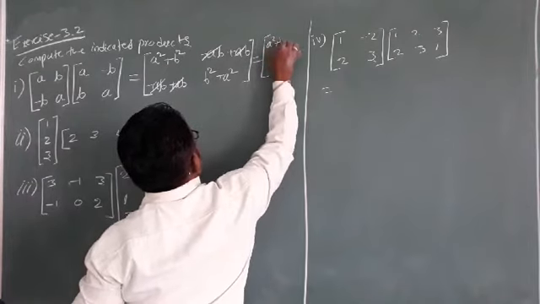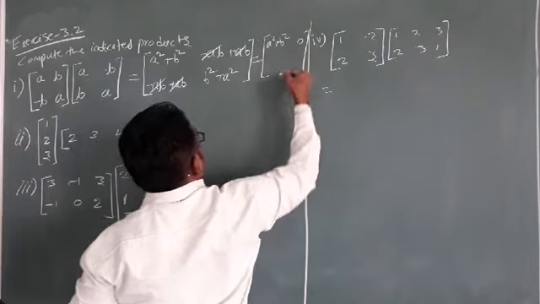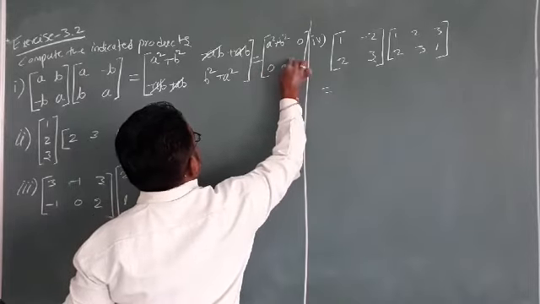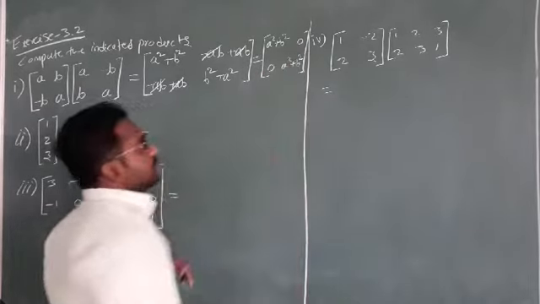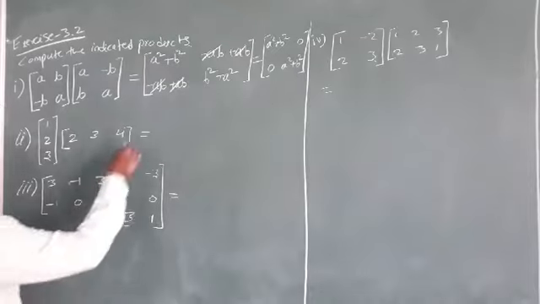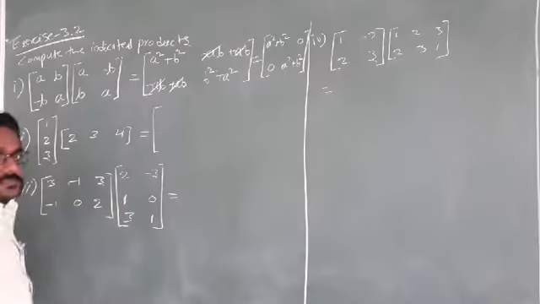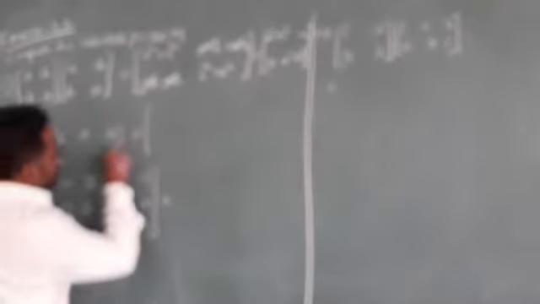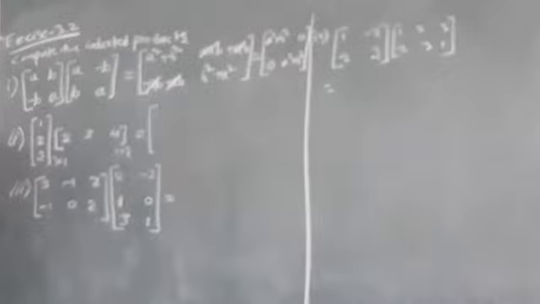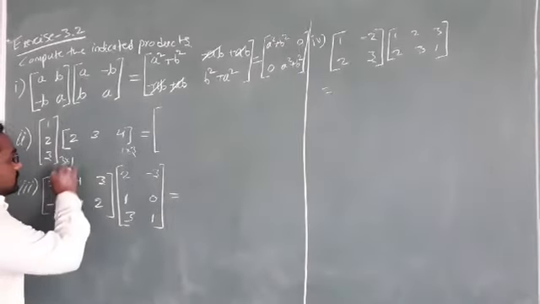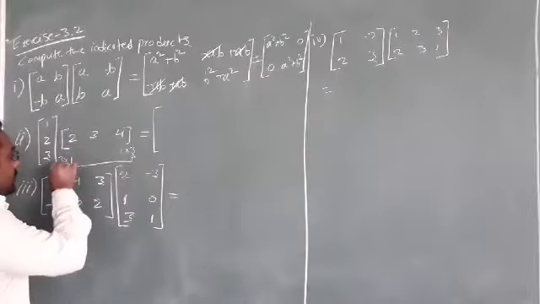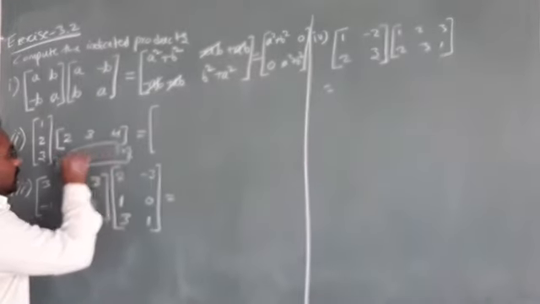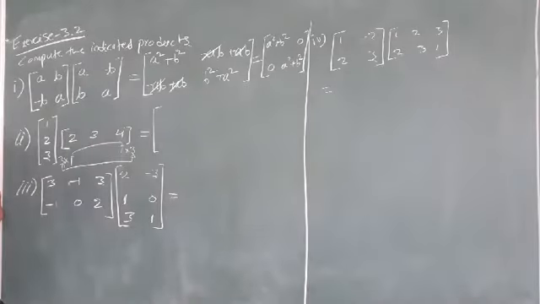A square plus B square, 0. 0, A square plus B square. Okay, students, just observe here. It is the 3 by 1 matrix, and it is the 1 by 3 matrix. So what is the result? A 3 by 3 matrix will be obtained, because the number of columns of this matrix is equal to the number of rows of the other matrix. So the result is a 3 by 3 matrix.